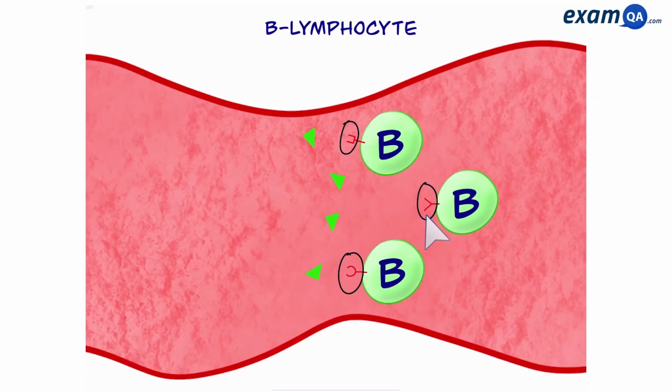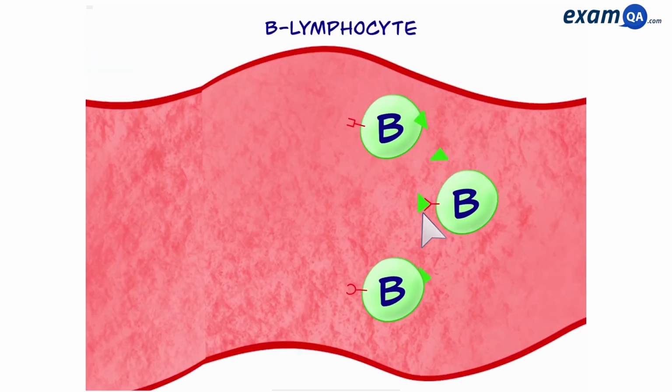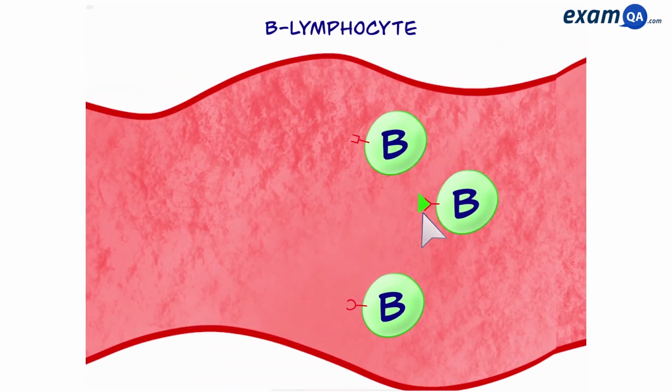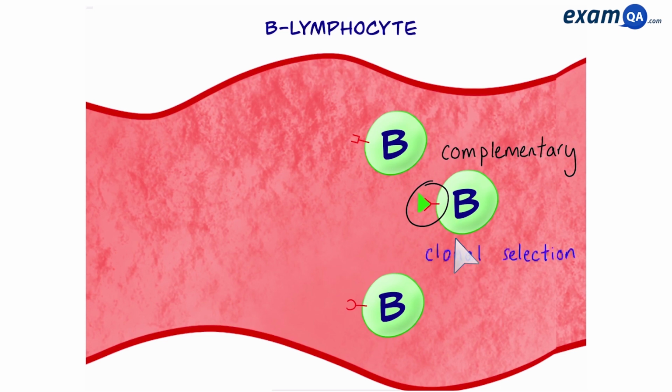Now notice here that these B lymphocytes have different antibodies on their surface. Only the B lymphocyte with the correct antibody will be able to bind to the antigen. So we can see that it was this B lymphocyte that had the complementary antibody. This process, where the correct B lymphocyte clone is selected, is called clonal selection.